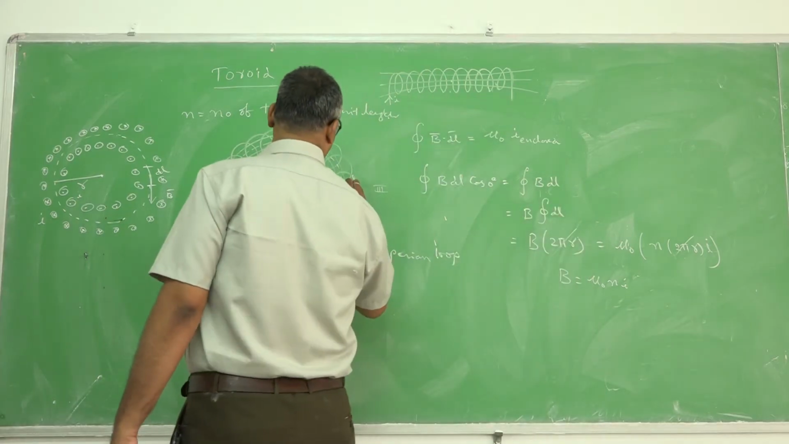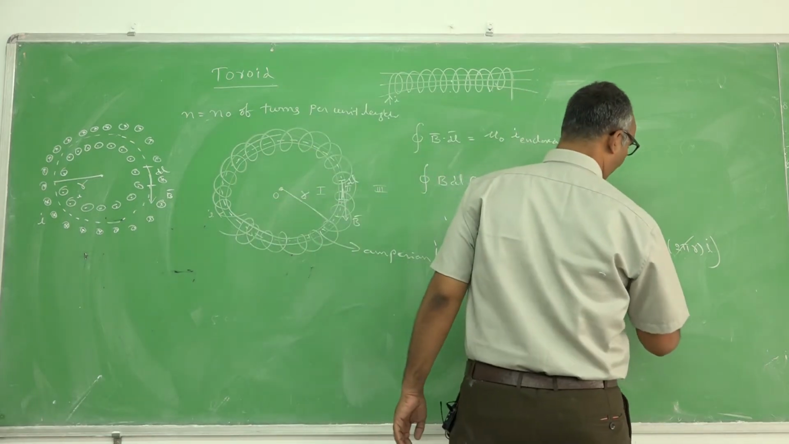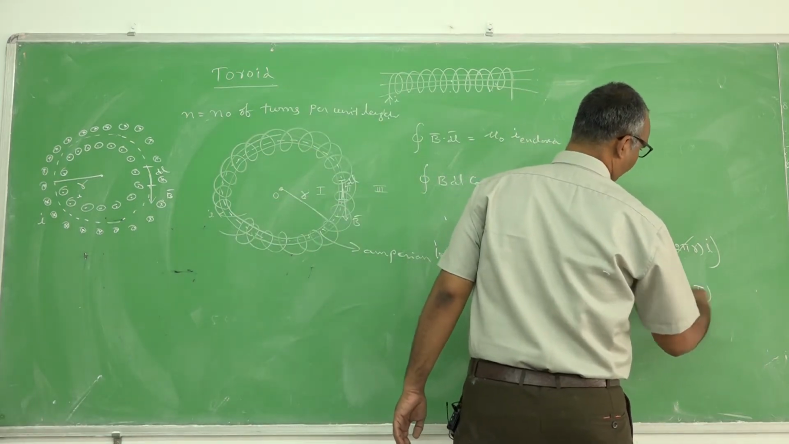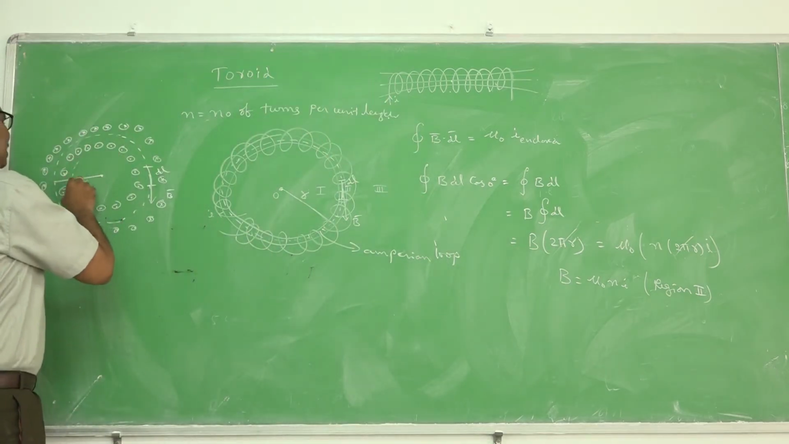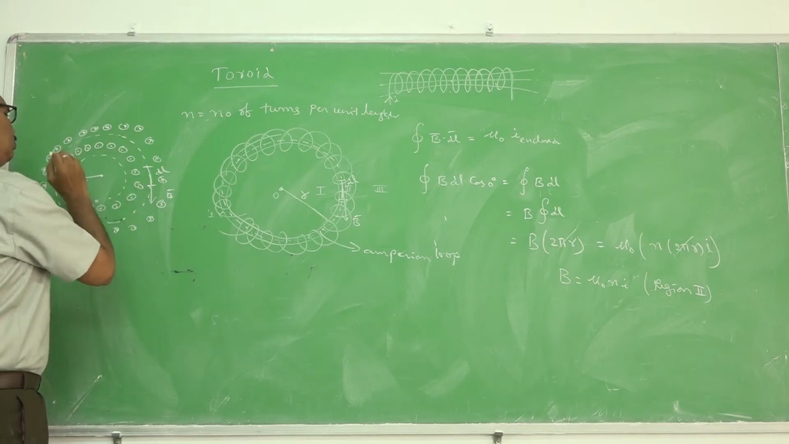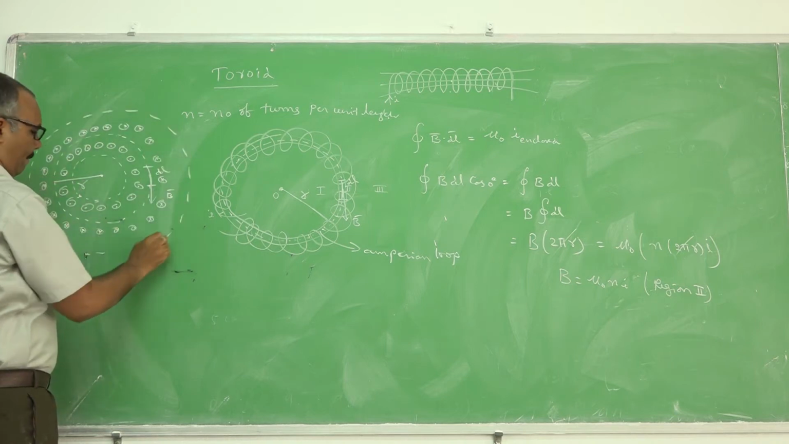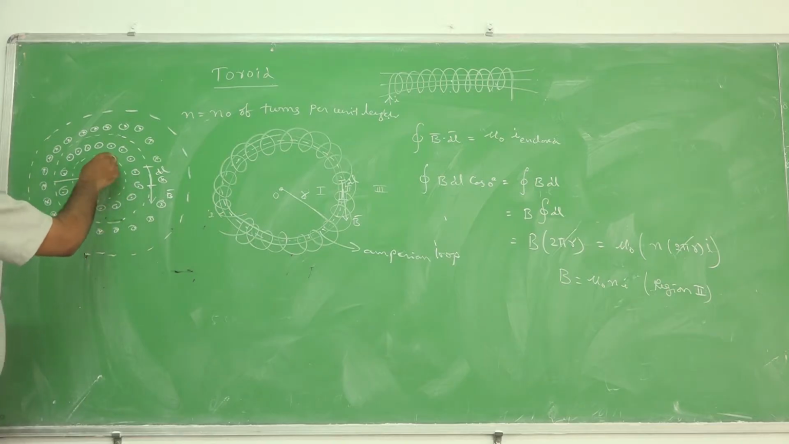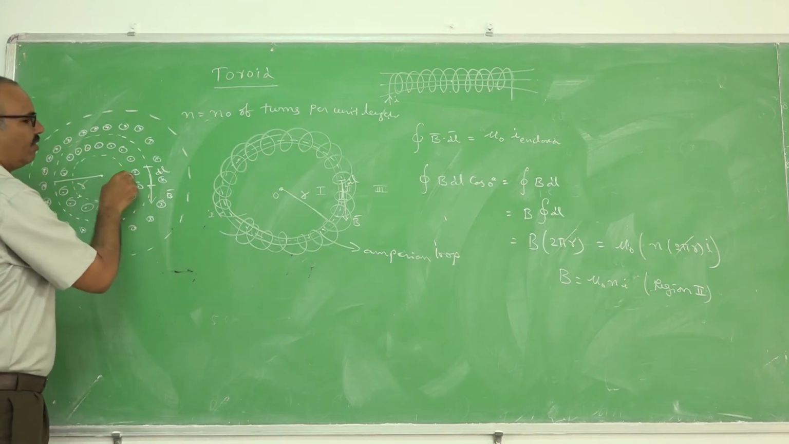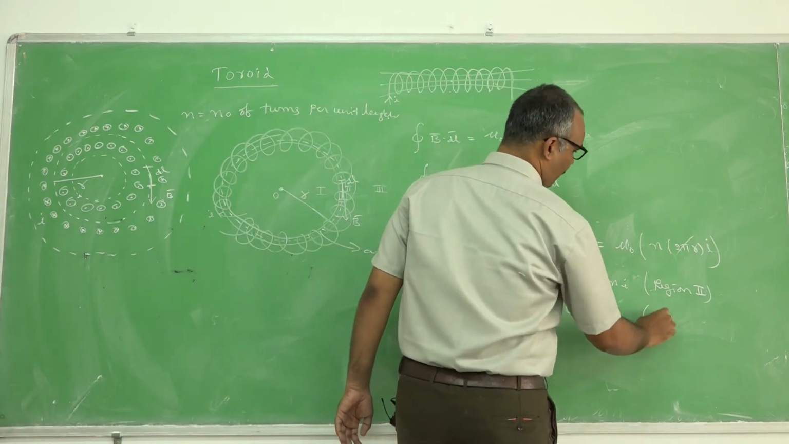This is the magnetic field I calculated in region 2. Similarly, if I take an Amperian loop inside this, or an Amperian loop outside this, and apply integral B dot dl here, no current is enclosed within the loop. Hence you will find the magnetic field is 0 in region 1. B is equal to 0 in region 1.